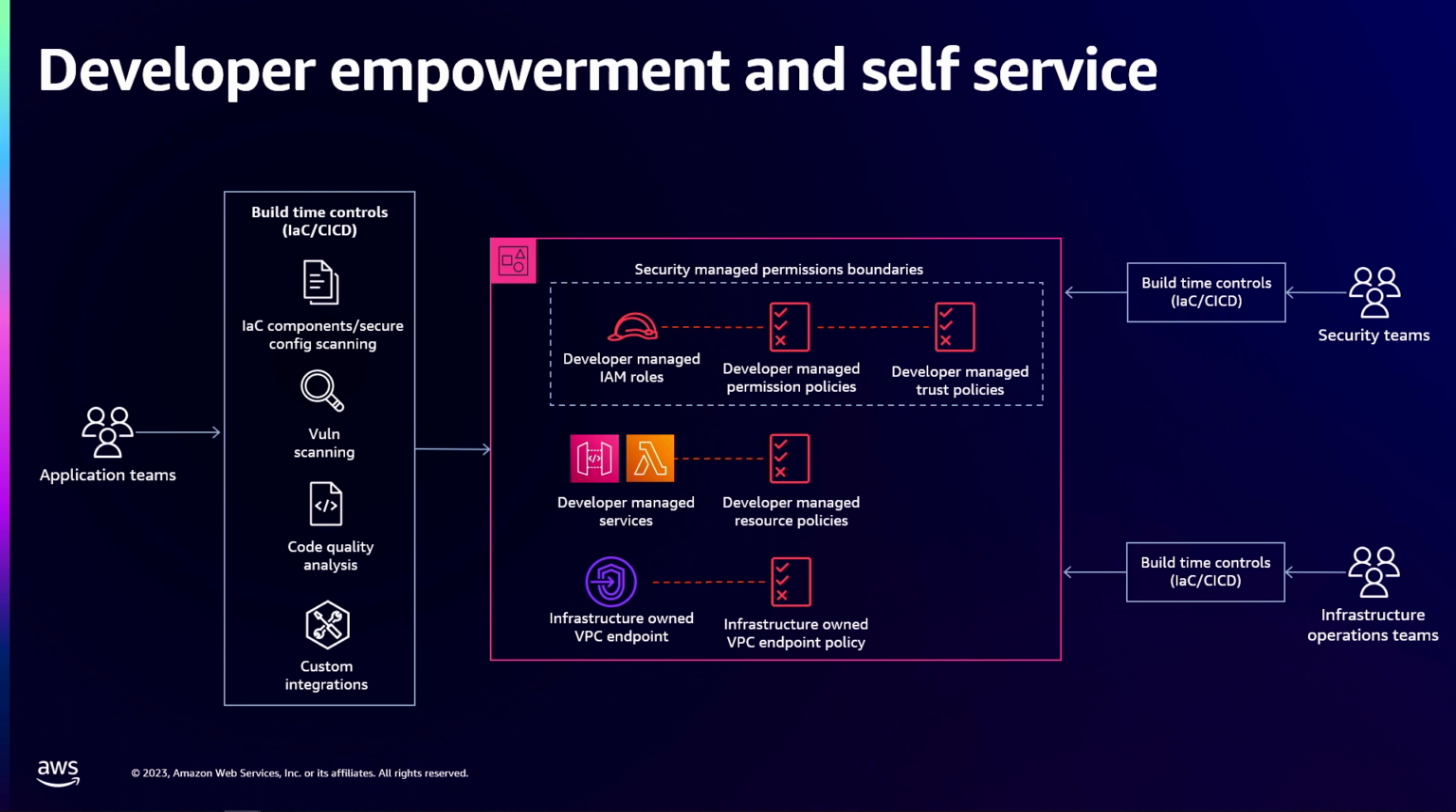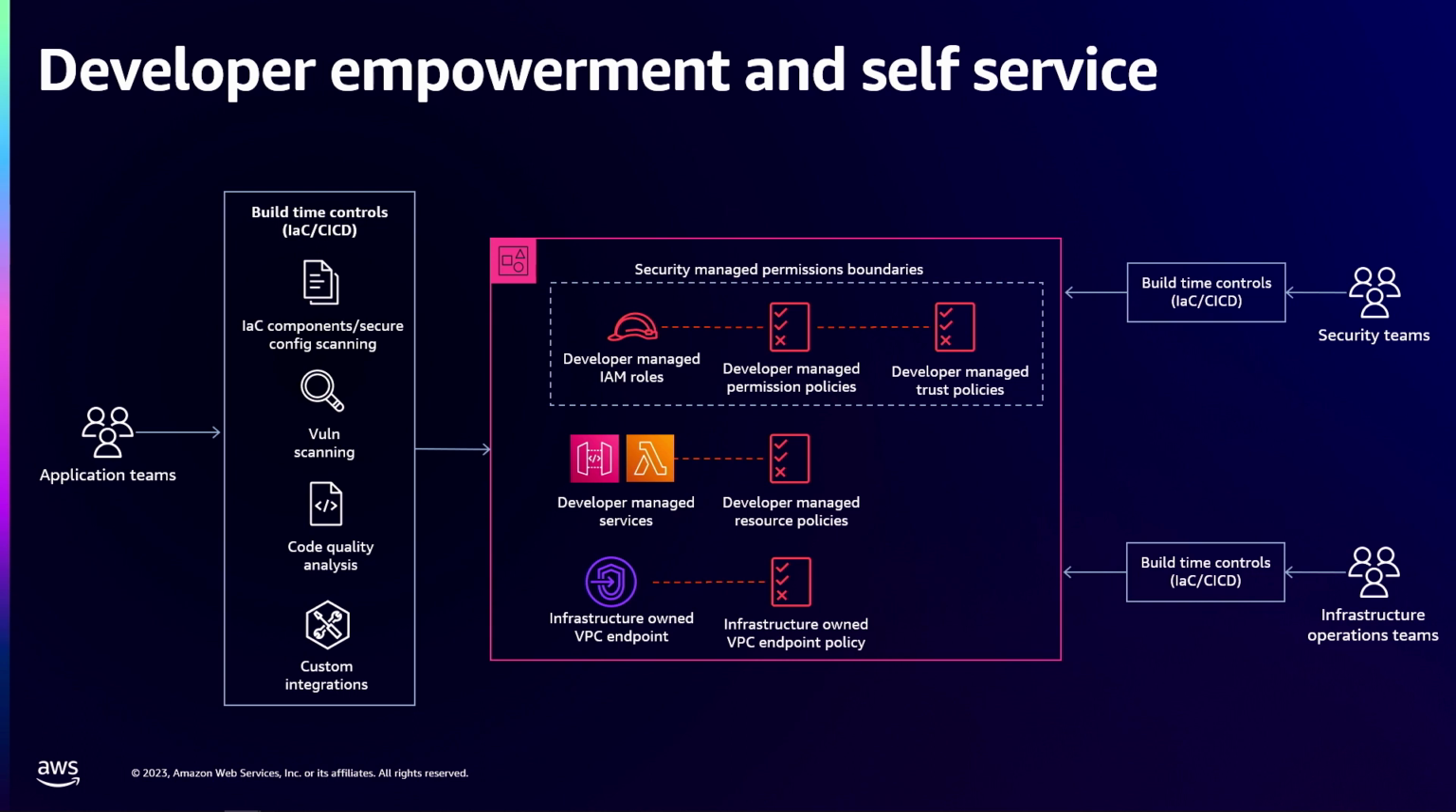The first set of controls that those developers will go through is our build time controls. We enforce infrastructure as code and continuous integration, continuous delivery in our test and production environments. This allows us to implement things like infrastructure as code modules and components, where we can bake in secure config into those modules. We also have security scanning of our infrastructure as code to detect if any misconfigurations do happen to find their way into the environment. We run vulnerability scanning into our pipelines, as well as code security scanning and code quality analysis.